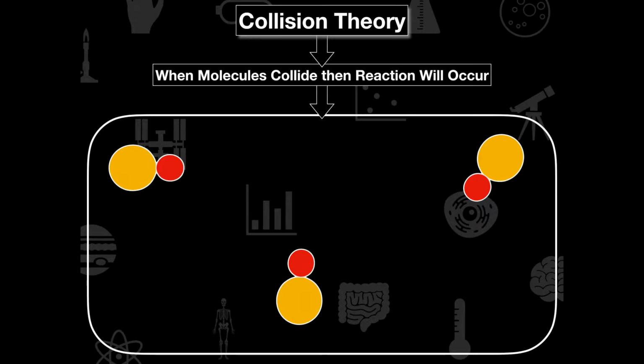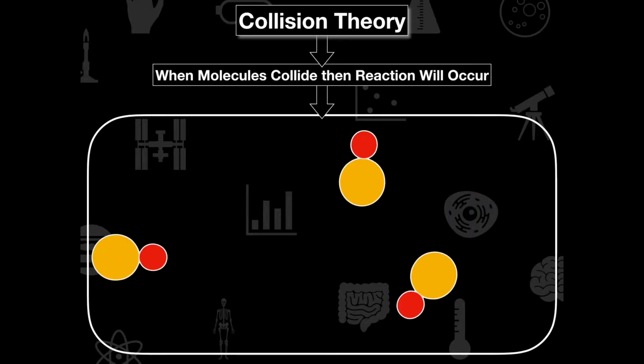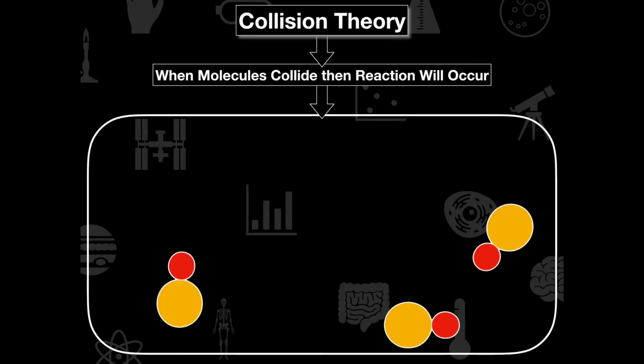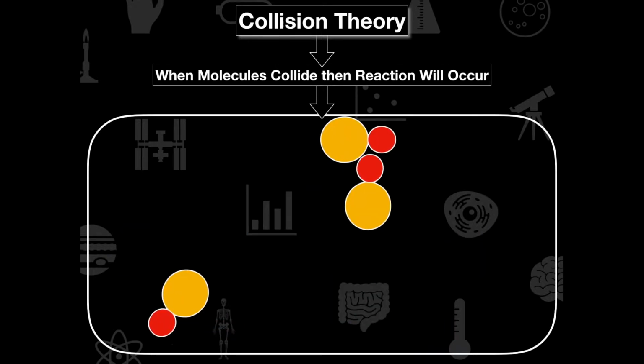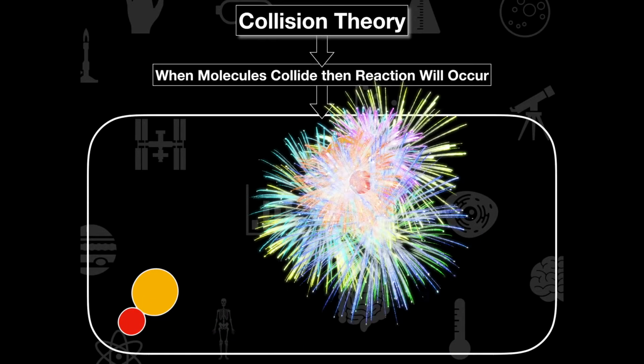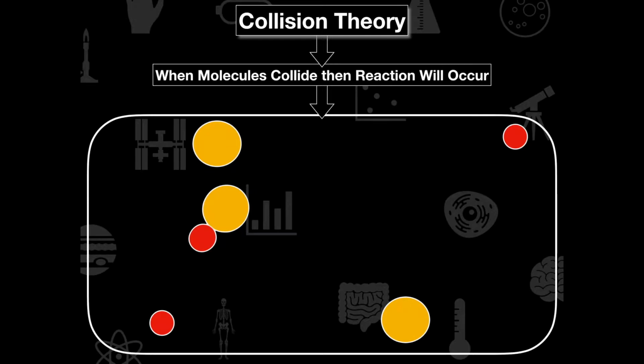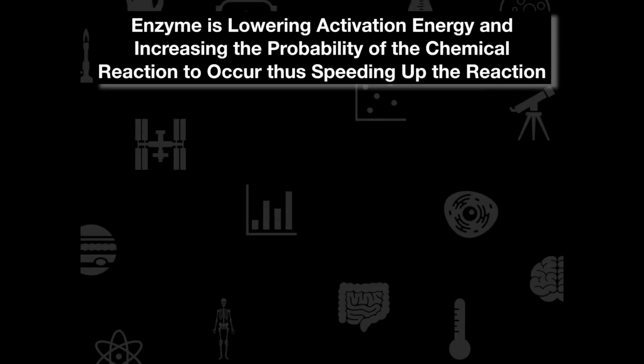So remember the collision theory. All chemical reactions are molecules colliding, and they have to collide at the right orientation for a chemical reaction to occur. That's how we get the products in our chemical reactions. This will occur naturally, but all an enzyme is going to do is speed up that process. So an enzyme is lowering the activation energy and increasing the probability of a chemical reaction to occur, thus speeding up the reaction. So let's think about this a little bit more.